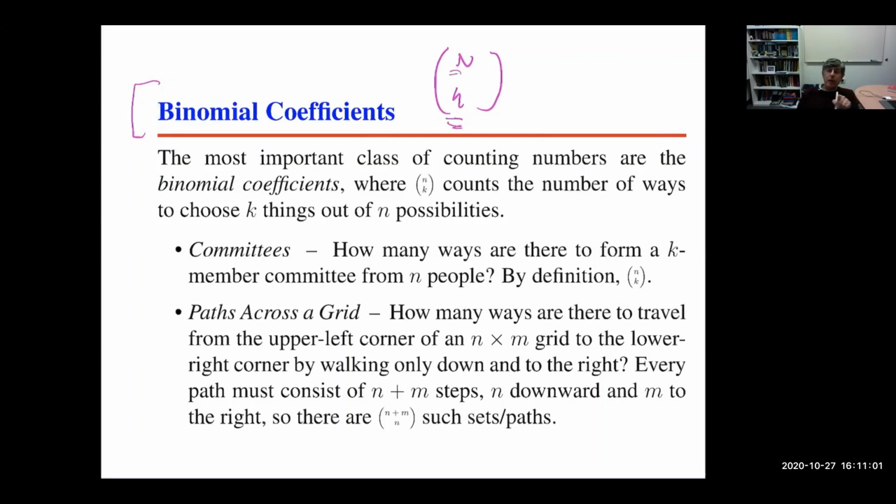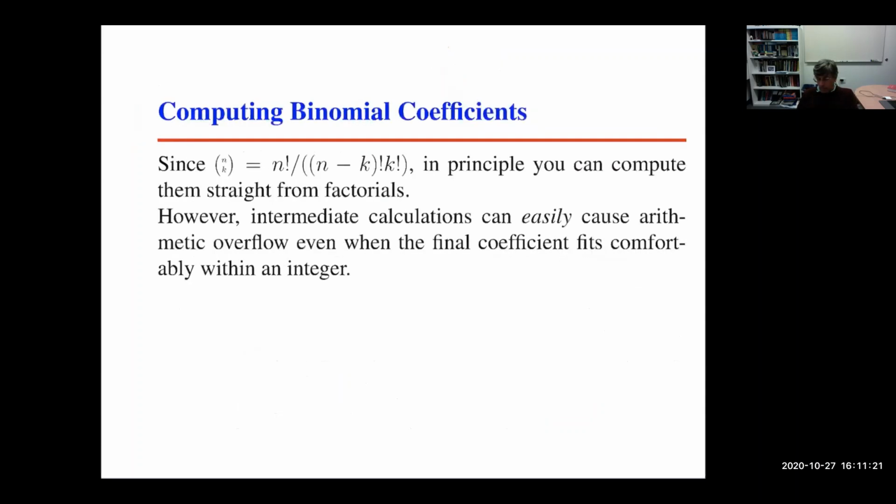How many people have seen the binomial coefficients before? Wave your hands if you have. Now wave your hands if you haven't. Okay, so binomial coefficients you've seen.